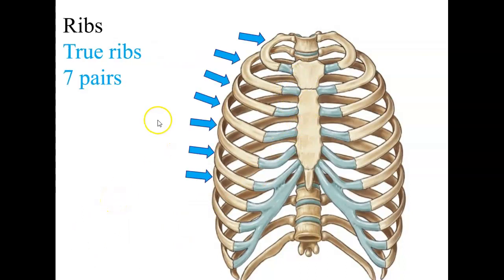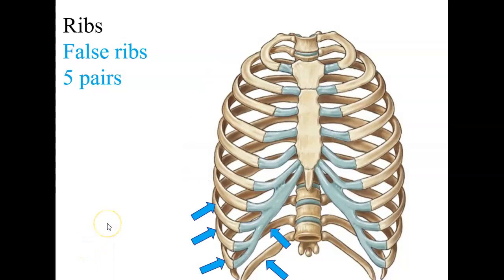So we do have 7 pairs. You can see, pointed to by the arrows, the 7 pairs of true ribs. True ribs are called true ribs because they have a direct connection. The rib bone has a direct connection into one of the parts of the sternum. So if you have a direct connection, you're considered a true rib.